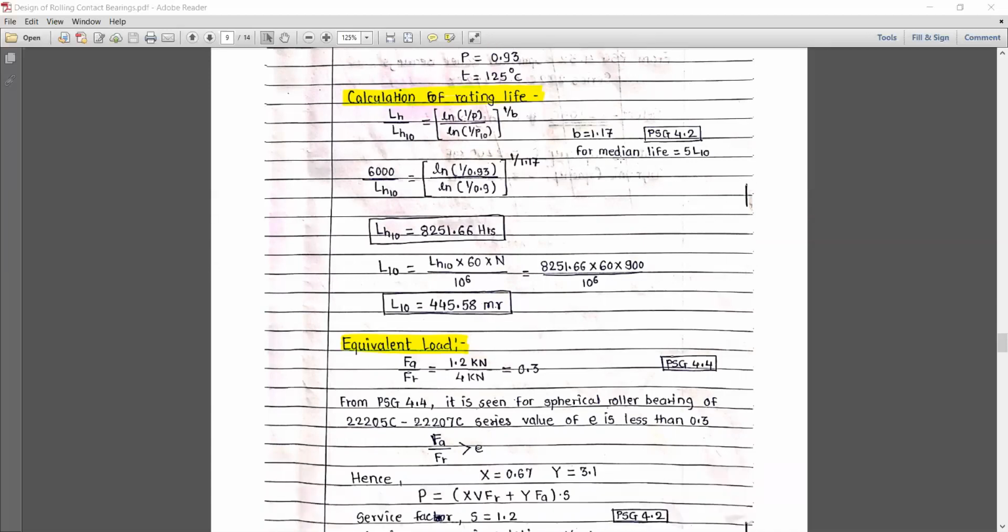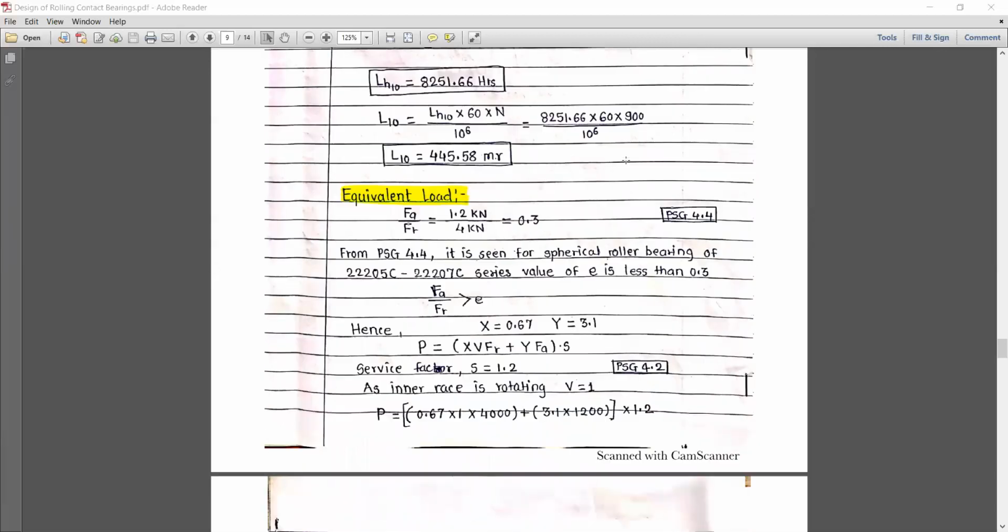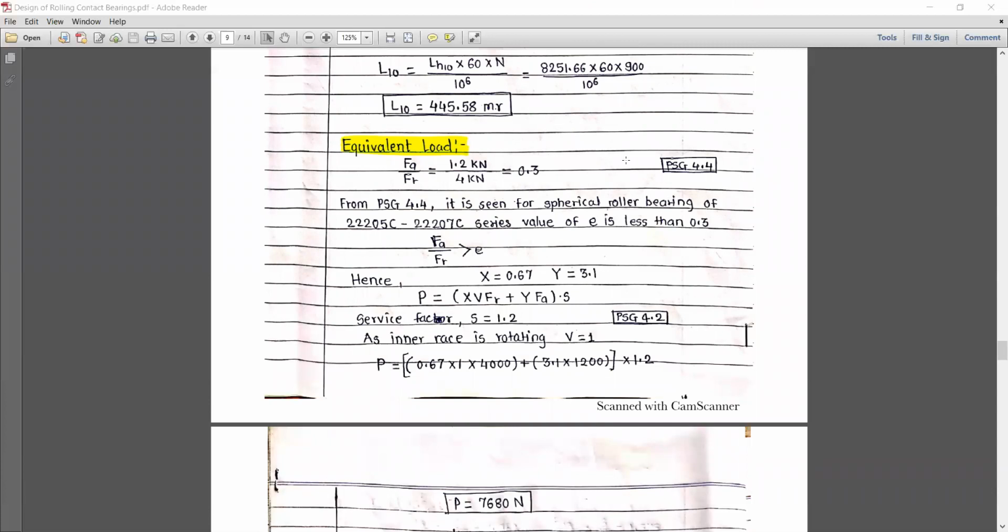This LH10 we have converted into million revolutions by using the equation L10 is equal to LH10 into 60 into N divided by 10 raised to 6. So L10 is equal to 445.58 million revolutions. So for 90% probability or reliability of survival, the bearing should run up to 445.58 million revolutions. That we have found.